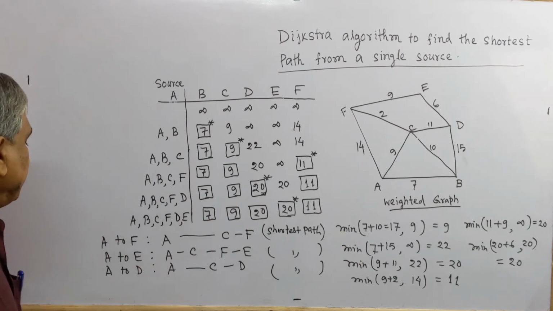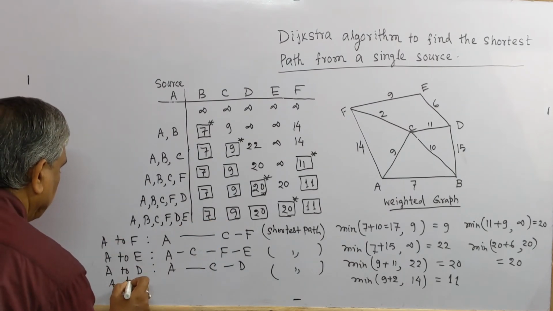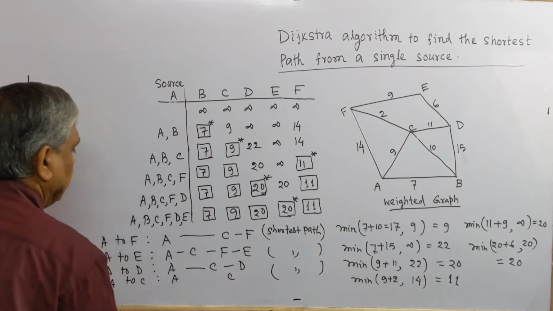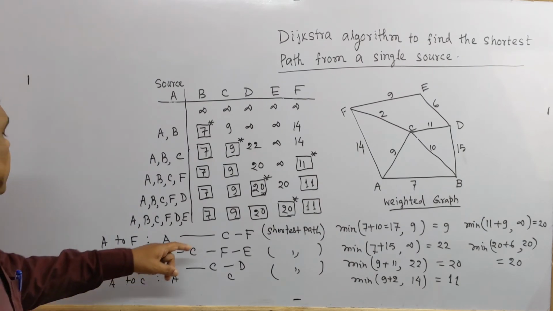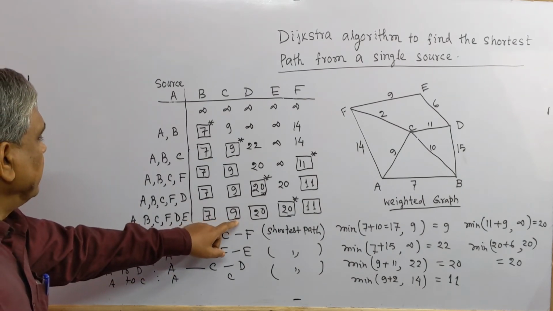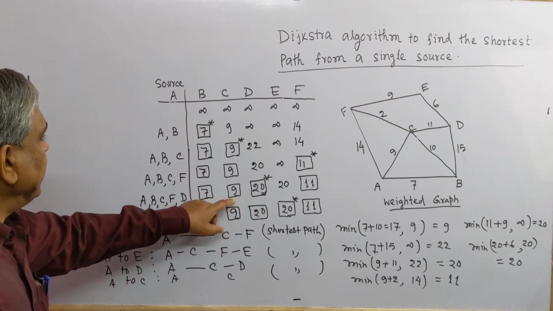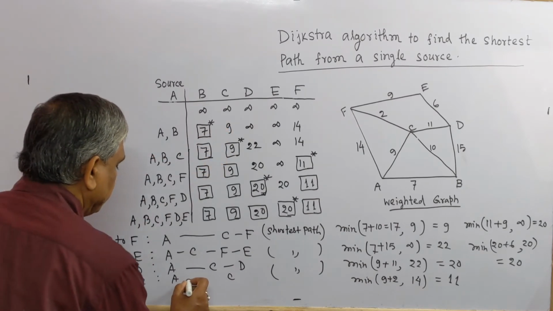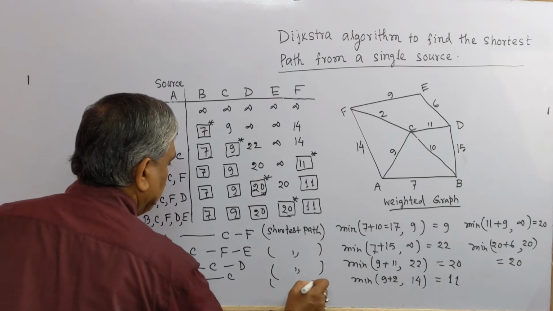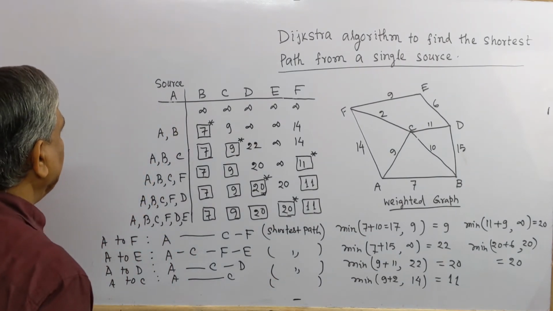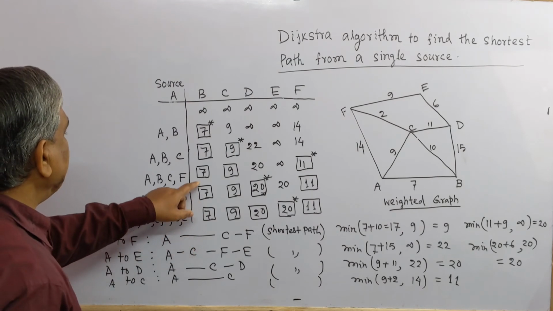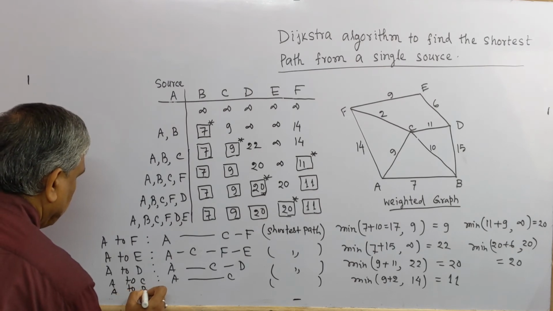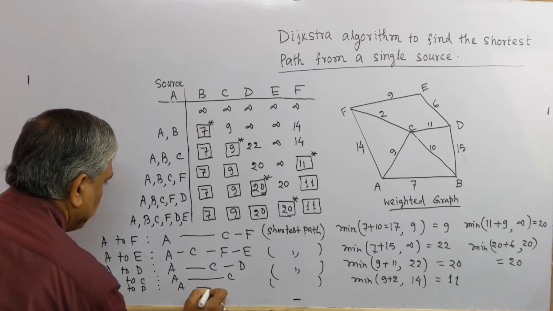Now, the shortest path from A to C. Here we write A, here we write C. Here we see the number 9. This 9 is the same all along. So this is the shortest path, A to C. And similarly, A to B, the value is 7, 7, 7, 7, 7. The shortest path is A to B.